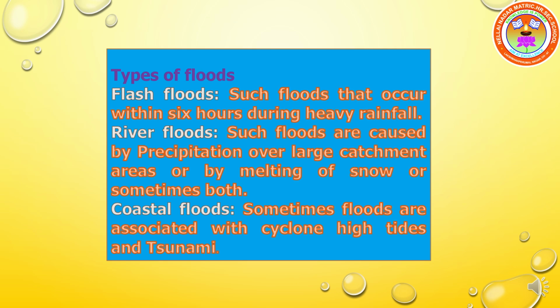Now, let us see about types of floods. Flash floods. Such floods occur within 6 hours during heavy rainfall. Okay, so flash floods occur within 6 hours during heavy rainfall. Next one is river floods. Such floods are caused by precipitation over large catchment areas or by melting of snow, or sometimes both.